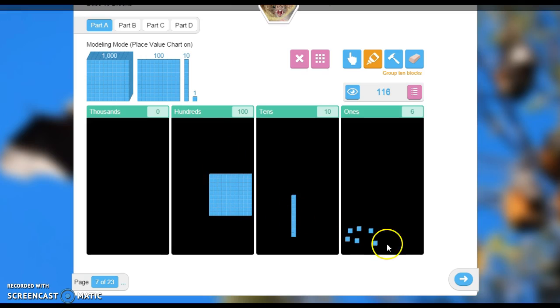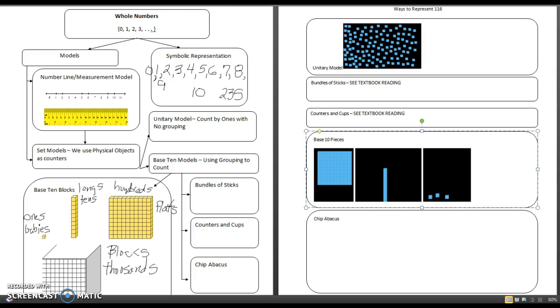So now we look at these base pieces and we see how these match here. So this 1 here refers to I was able to form one flat, or one 100 piece. I have 1 ten, and I have 6 ones from there. So I'm going to take a snapshot of this and move it over to the note sheet, so I'll hold tight. Okay, I'm back here.